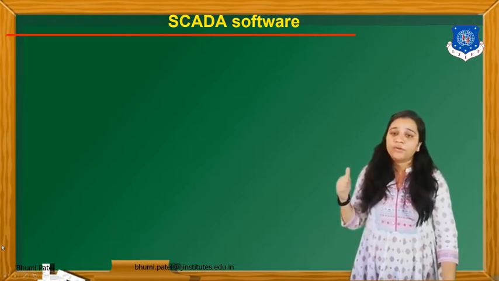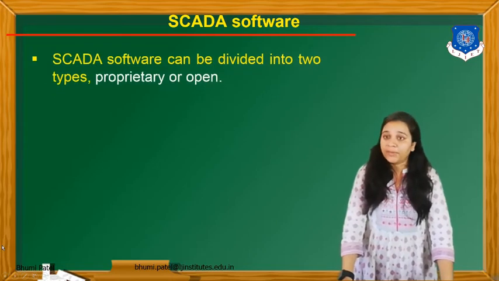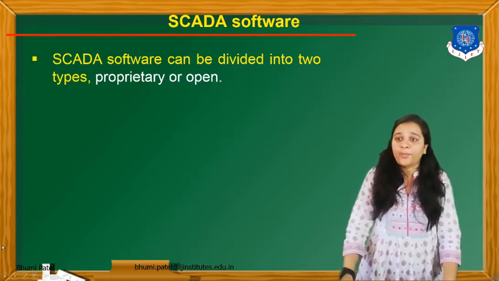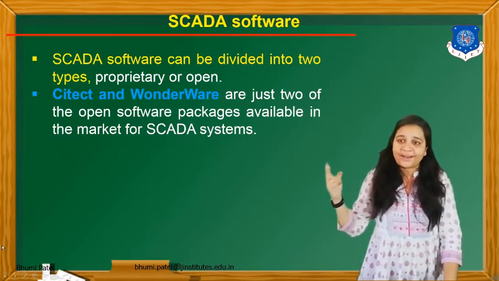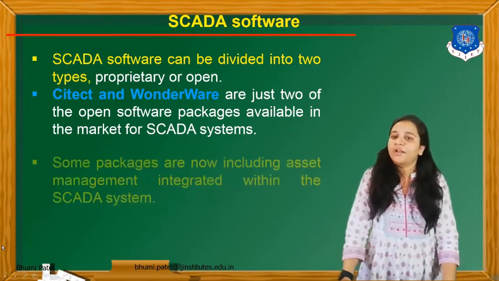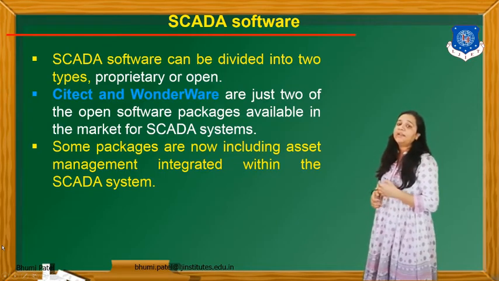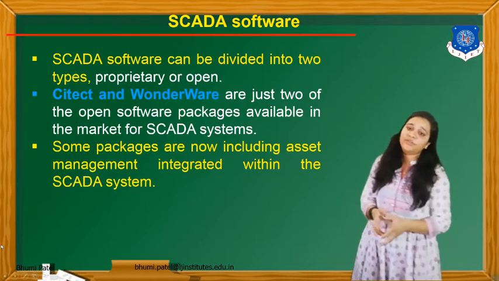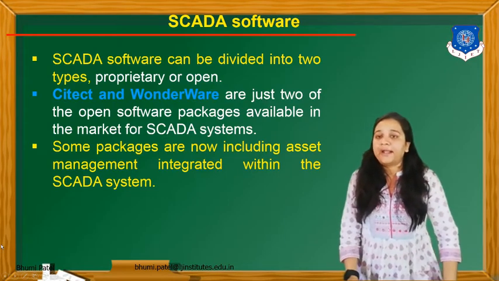Okay, this is all about the SCADA hardware. Now we have to use the SCADA software for the programming. The SCADA software can be divided into two types: proprietary and open type. We generally use two open package software for the SCADA. The first one is Citect and the next one is Wonderware, and some packages now include management functions integrated within the SCADA software. So we do the programming using these two software, and then we display the master station as a SCADA station.